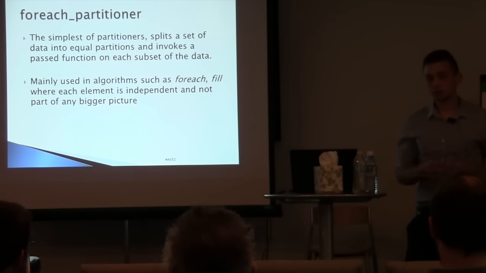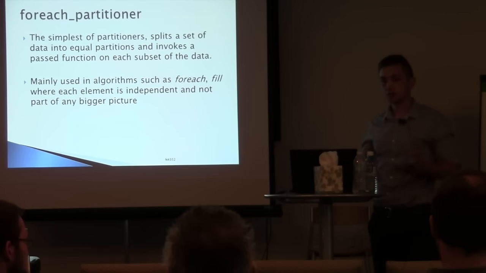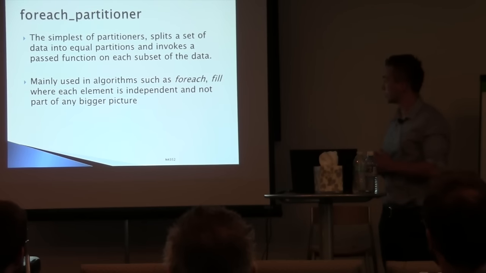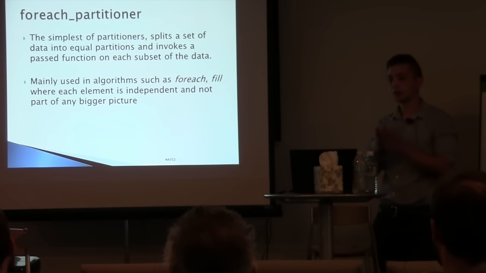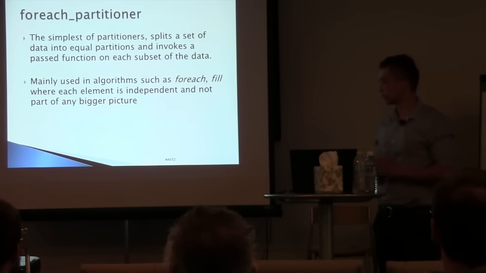Our first partitioner of how we implemented these algorithms is what we called the for each partitioner. It's the simplest of all of them. What it does is it simply takes a set of data, divides that data into equal chunk sizes based on the amount of cores available in your computer, and invokes a passed function on each subset of that data.